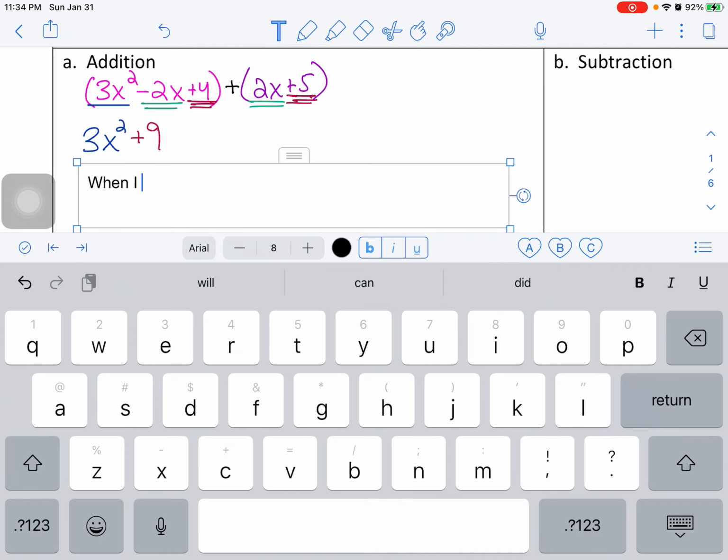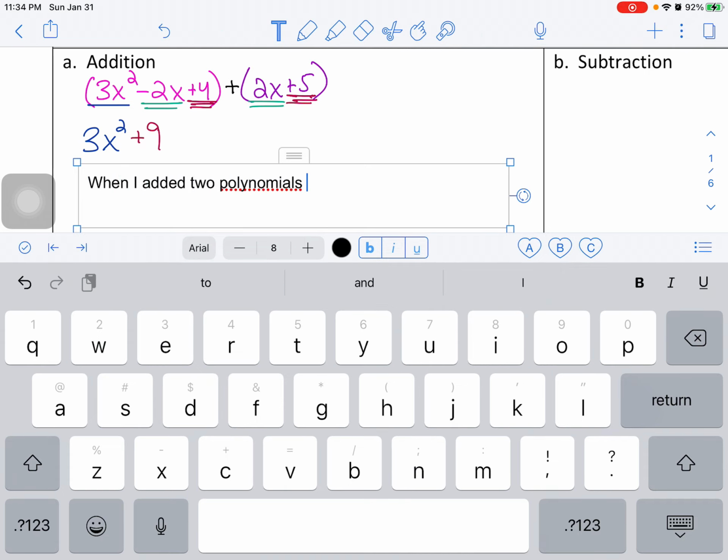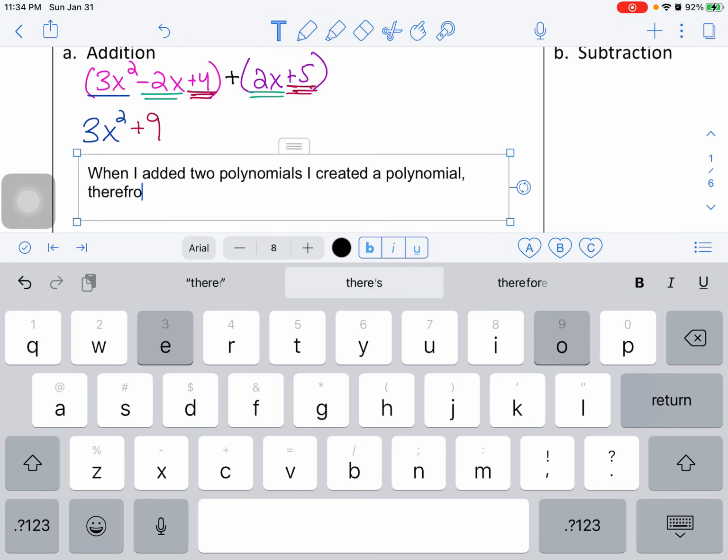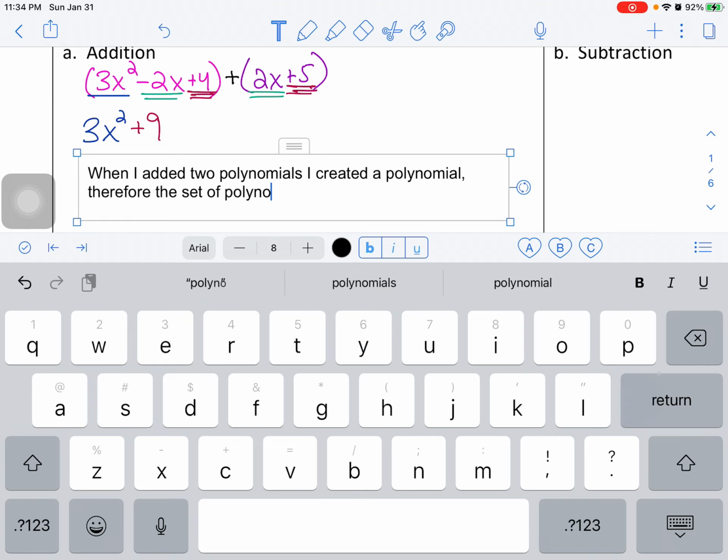Okay, when I added 2 polynomials, I created a polynomial. Therefore, the set of polynomials is closed under addition.